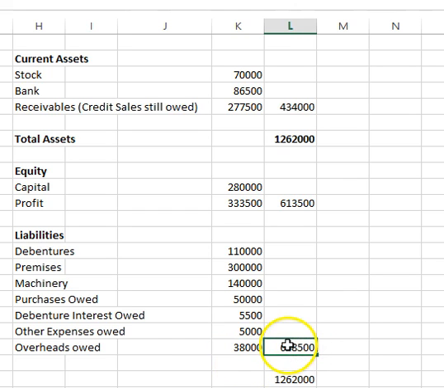Adding together all our liabilities, we have 648,500. We add those, of course, to our equity, and you will see that we have total equity and liabilities of 1.262 million, which balances with our total assets.